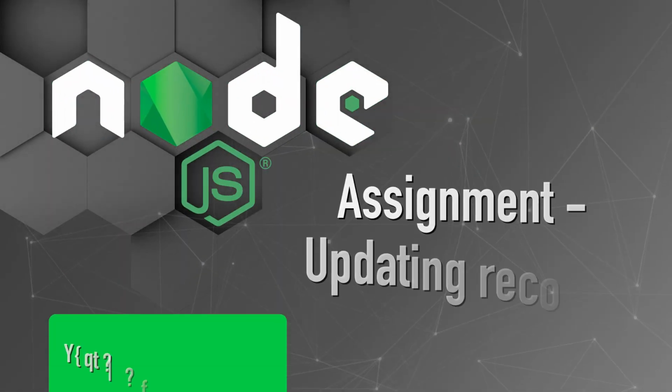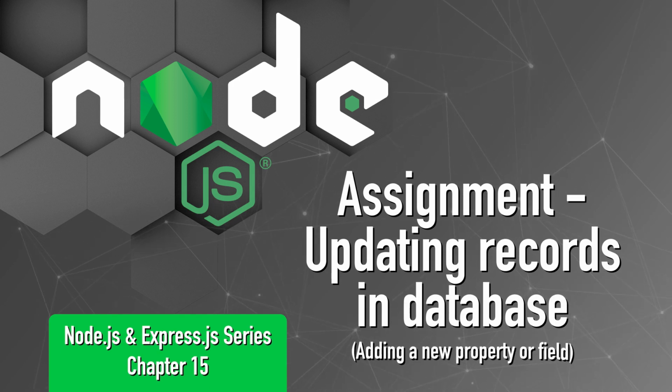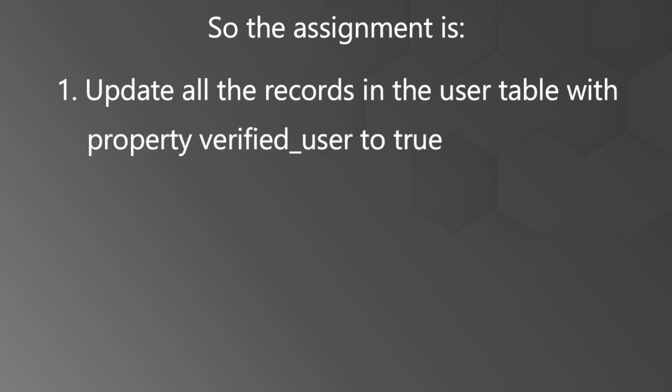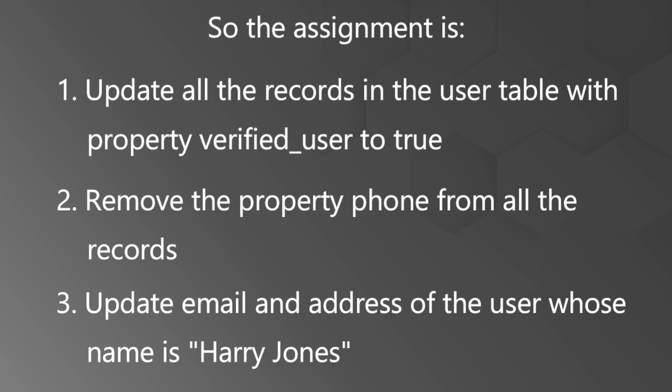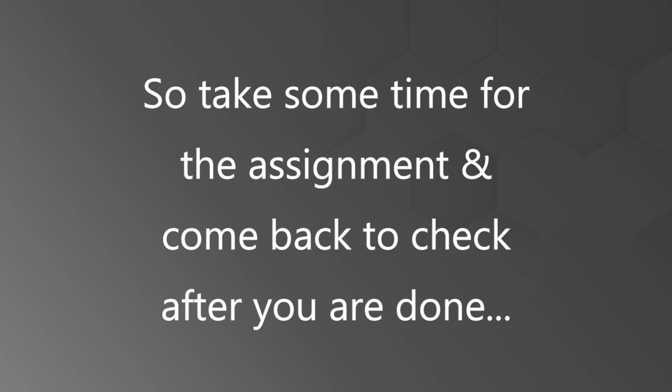This lecture is an assignment of the previous lecture, that is updating records in the database. So the assignment is: update all records in the user table with property verified_user to true, remove the property phone from all the records, and update email and address of the user whose name is Harry Jones. So take some time for the assignment and come back to check after you are done.